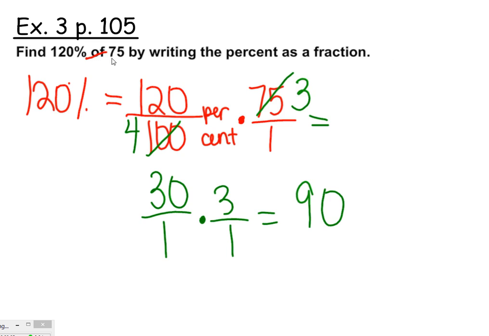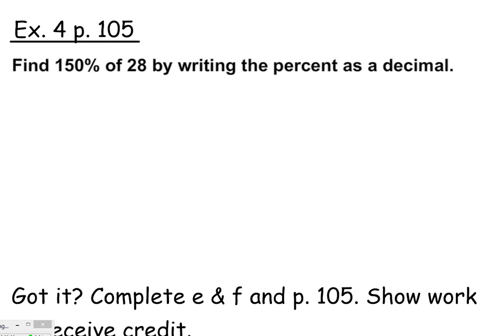Now on example 4, it asks us to find 150% of 28 by writing the percent as a decimal this time. So 150% as a decimal, we just move the decimal point 2 places over and you get 1.5 times 28. You can either multiply this out by hand or you can use a calculator. I'll show you how to do it by hand just in case you need some review.